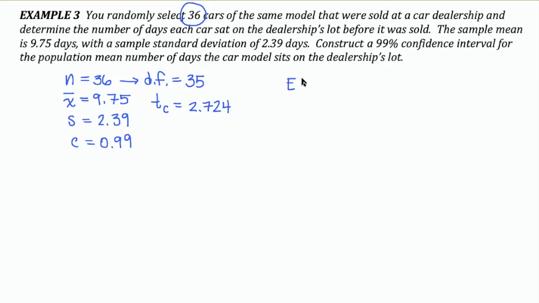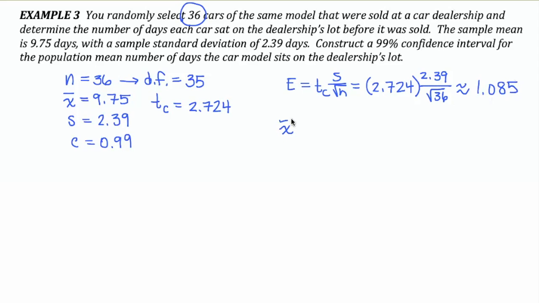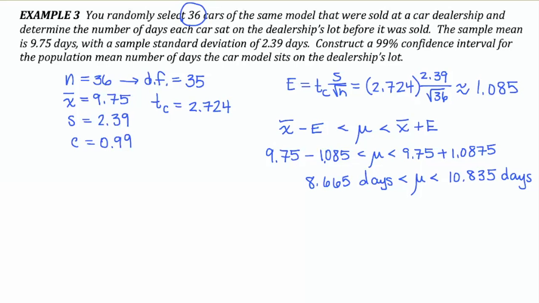Now I can use the margin of error formula, put the numbers in the appropriate spots, and I'm going to give my answer to 3 decimal places here because my days are being measured to 2 decimal places. So this value is approximately 1.085. Now we use the confidence interval formula for the population mean, substitute, and calculate. And here are my results.